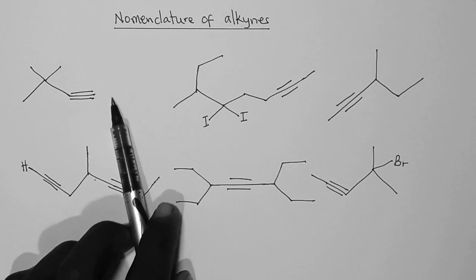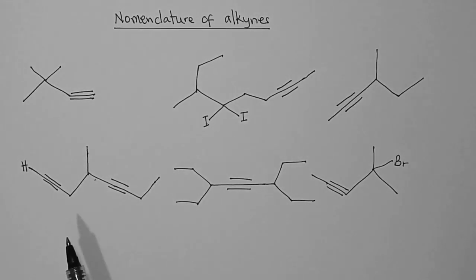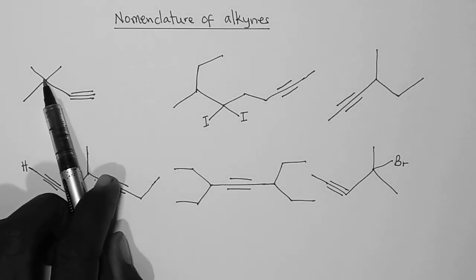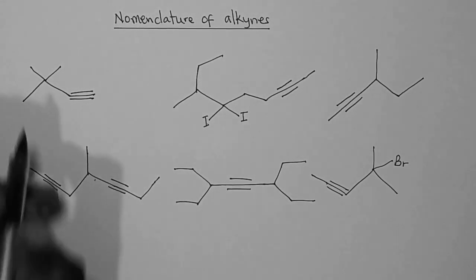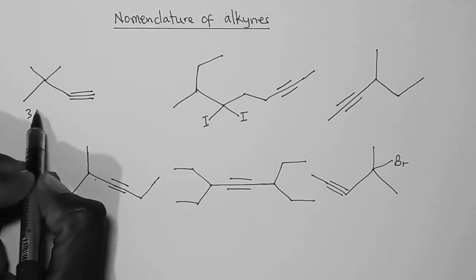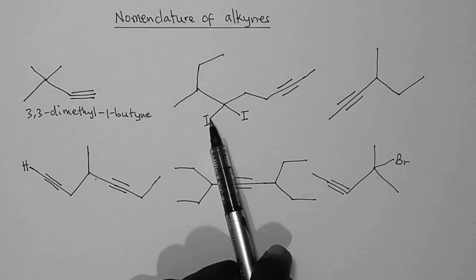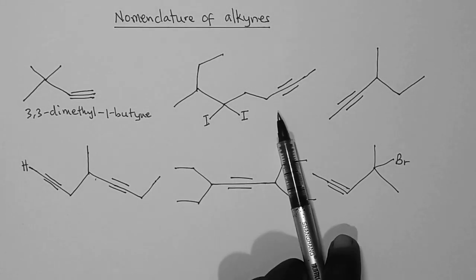And you see that this alkyne starts on this carbon number 1. This is 1-butyne. So here is carbon number 3. So this is 3,3-dimethyl-1-butyne. So 3,3-dimethyl. Let's come to this one. So with this, let's identify the parent chain too in this case.